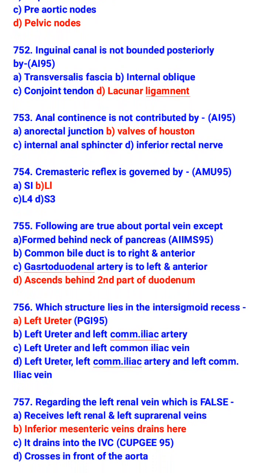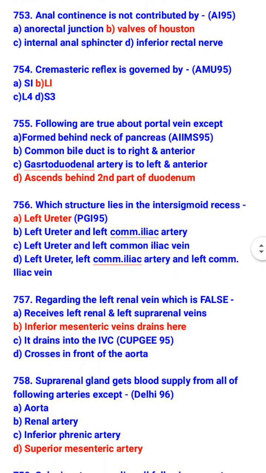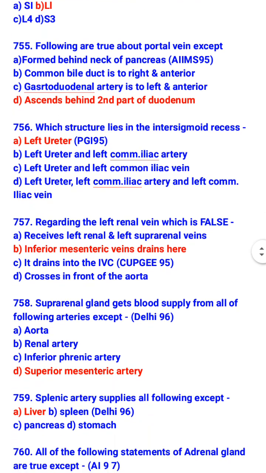It is formed behind neck of pancreas. Common bile duct is to right and anterior. Gastroduodenal artery is to left and anterior. Which structure lies in the intersigmoid recess? Left ureter. Regarding the left renal vein, what is false? Inferior mesenteric vein drains here is false. What is true is it receives left renal and left suprarenal vein.